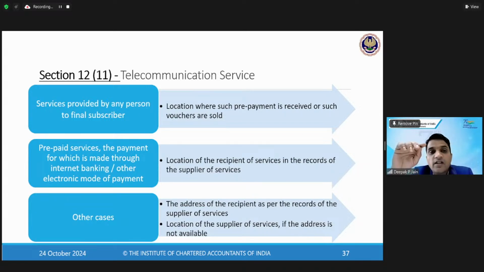Okay, and in all other cases, if you do it by any other mode, then the address of the recipient as per the records of the supplier of service, and if that address is not available, then the location of the supplier itself. So it is clear that in most cases it will be like this: where the address is available, then the location of the recipient. If not there, then the location of the supplier.